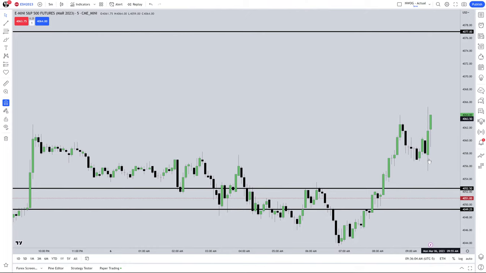As long as we're above the new week opening gap this morning, we side with being bullish, and we would want to see dollar index fail to go higher, in other words, trade lower.